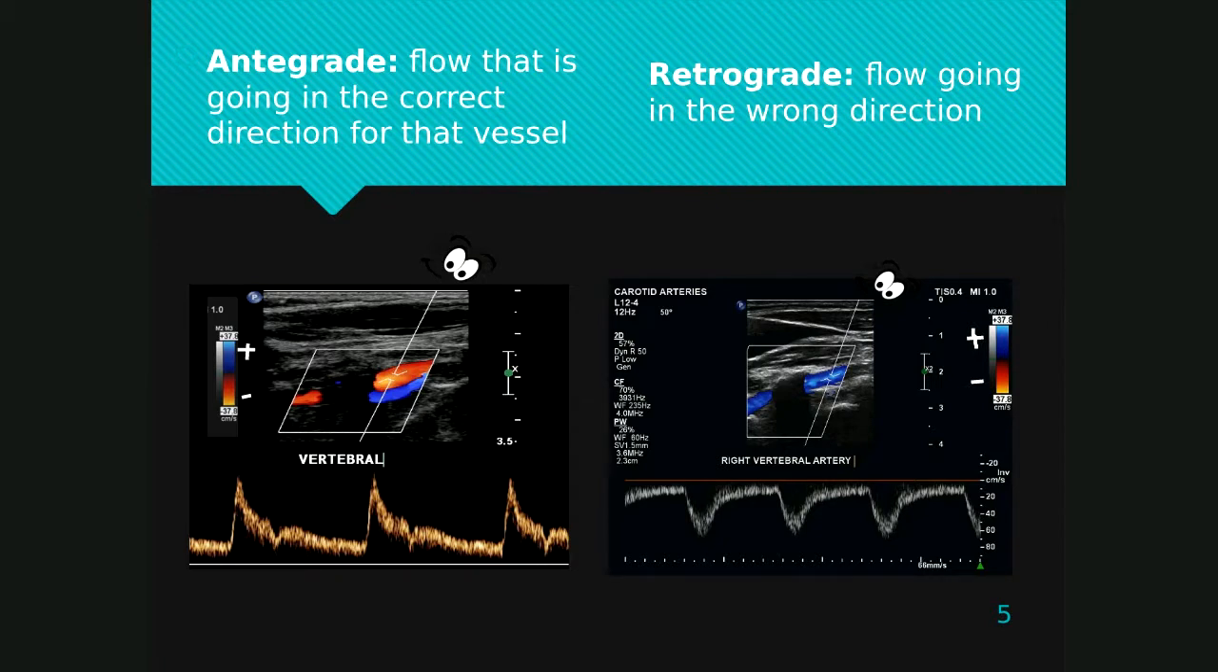Now, before you can assess whether or not flow is normal, you need to know the direction of flow and the position of your transducer. If we're looking at the vertebral artery, and this is a common vessel we assess for flow direction, you need to know that if your notch is pointing up and you're holding your probe correctly, this should be the patient's head towards the left of the screen, and this would be the patient's feet on the right of the screen. And we're looking at a sagittal view.